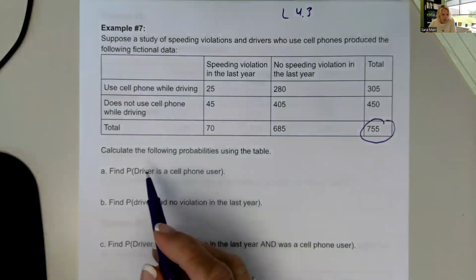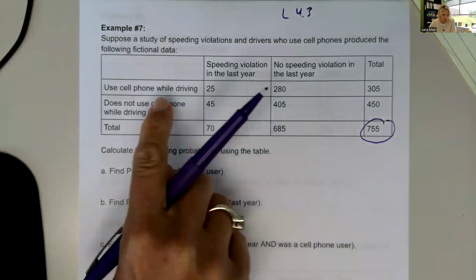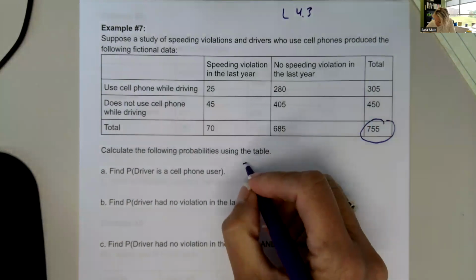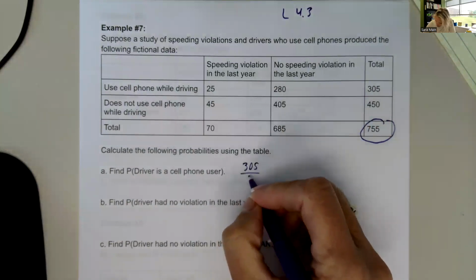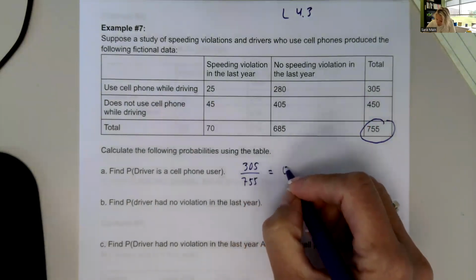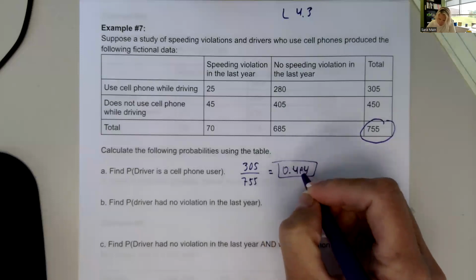Find the probability that a driver is a cell phone user. So that is only answering the question of cell phone usage. That means there were 305 out of the 755 who were cell phone users. And that comes out to be 0.404.